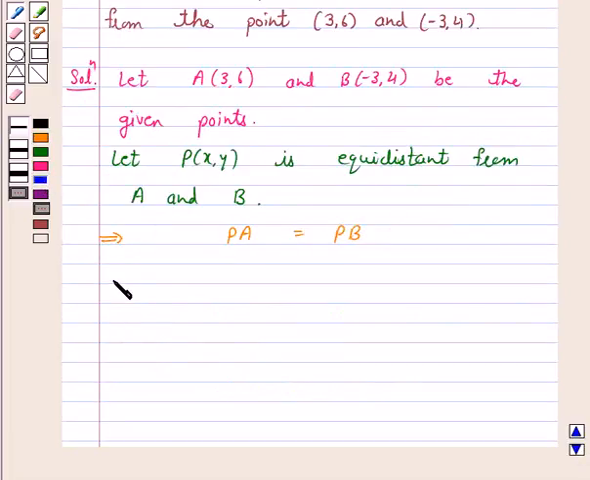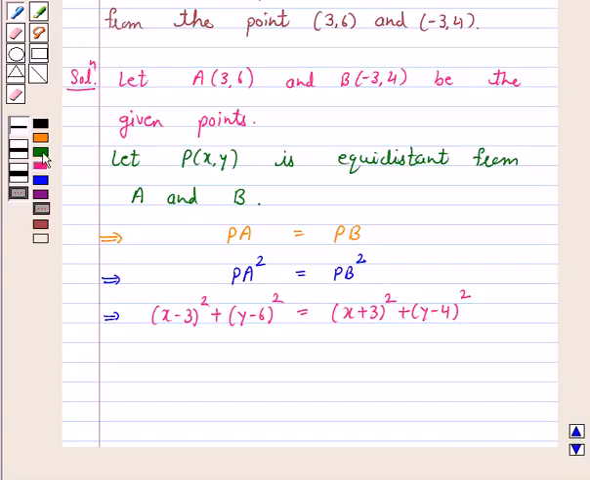This implies PA square is equal to PB square. So PA square is (x - 3) square plus (y - 6) square, which is equal to PB square, that is (x + 3) square plus (y - 4) square. So this implies x square minus 6x plus 9 plus y square minus 12y plus 36 is equal to x square plus 6x plus 9 plus y square minus 8y plus 16.